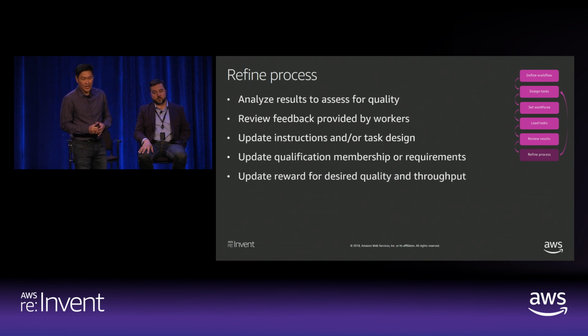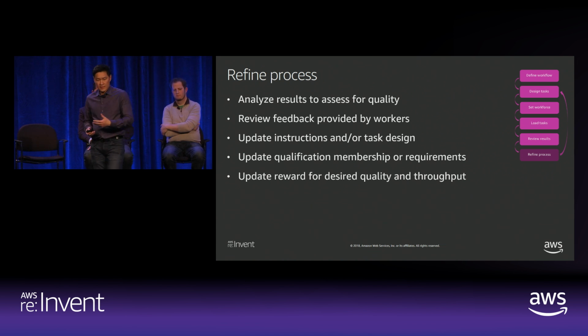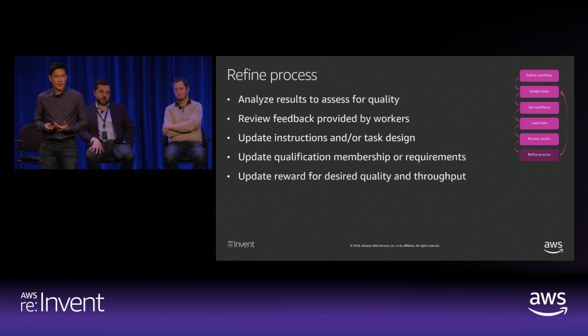And lastly, you have to understand how long workers actually take to complete your tasks. You can change the reward to get the desired quality and throughput. Just like what Andy mentioned earlier, the higher you pay, the higher the quality and the higher the throughput, as your work becomes more attractive to the best workers in the marketplace.